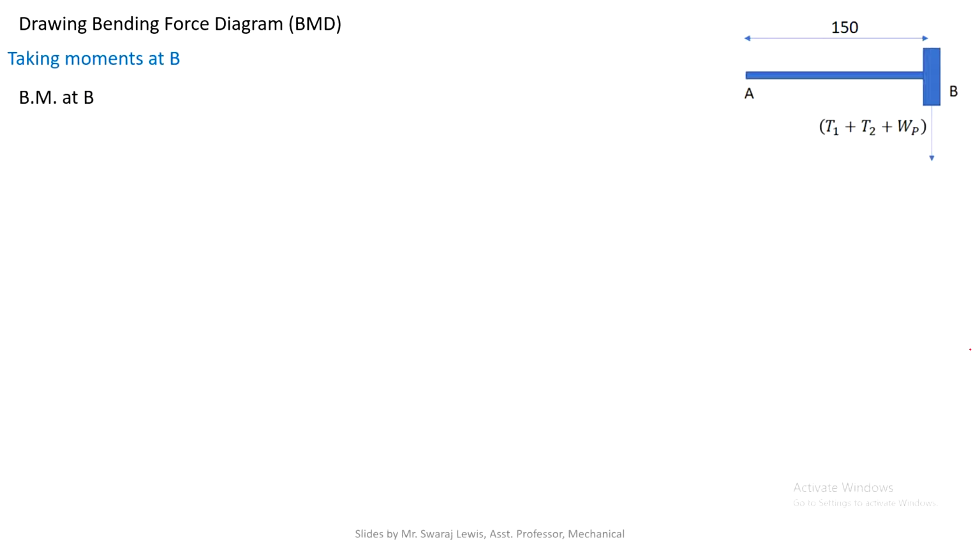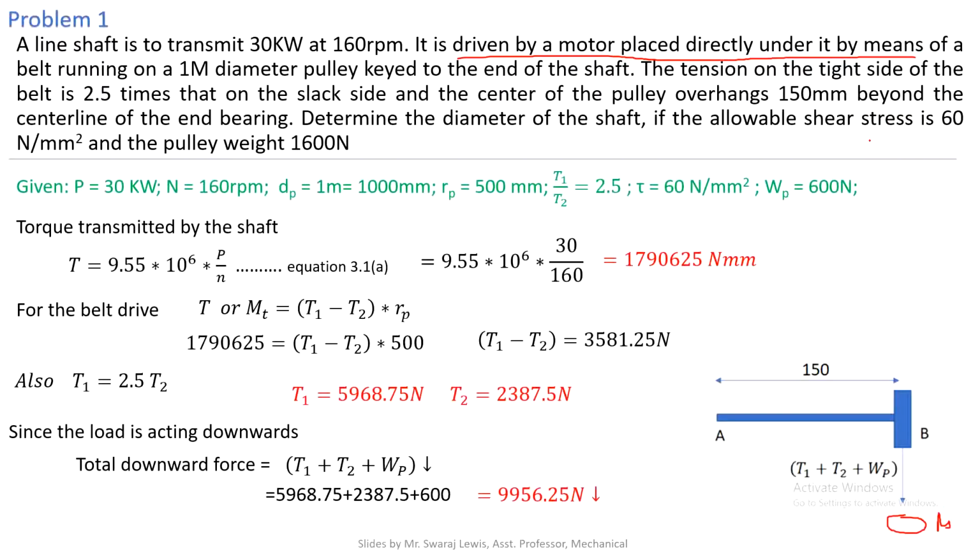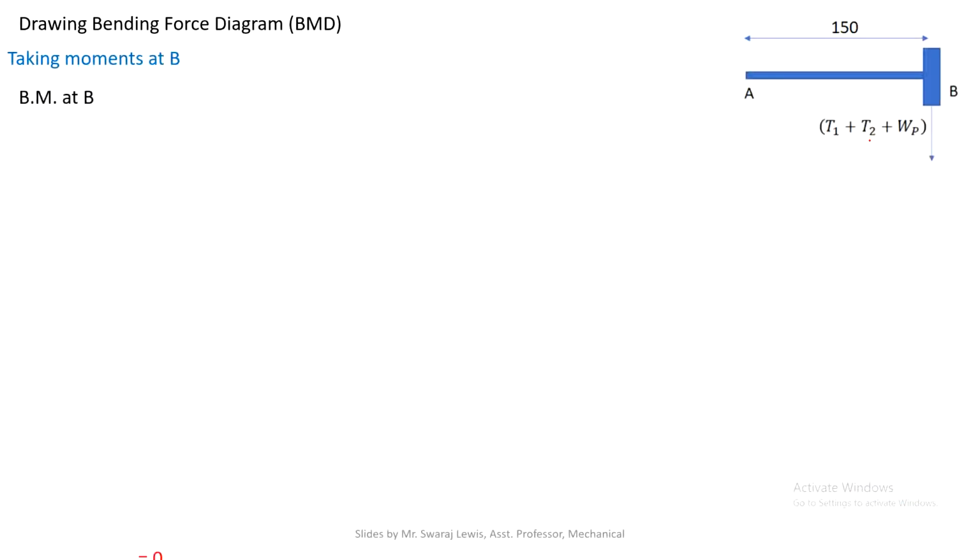If you take a moment at B, the bending moment at point B is equal to 0, because at point B it is load into the distance of the load from B. If you consider the point B, the entire load that we have calculated in the previous equation, 9956, that was the load. So load 9956 into the distance of that load from B is 0. So you get a bending moment of 0 in the first portion.